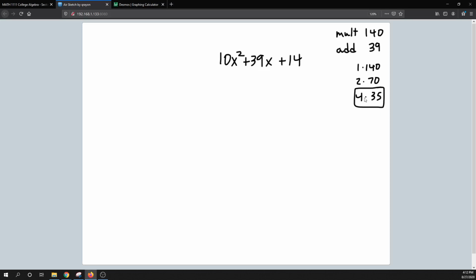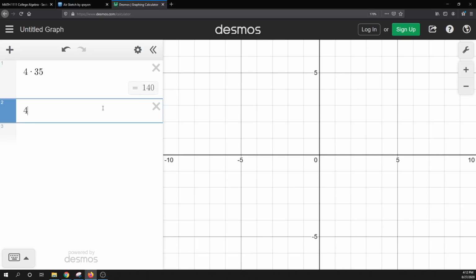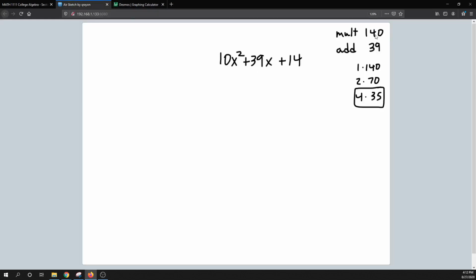And the signs aren't a big deal here either, because both these numbers are positive. So just double checking myself, 4 times 35 gives me 140, and 4 plus 35 gives me 39. So right there, those are the two numbers that I'm looking for.